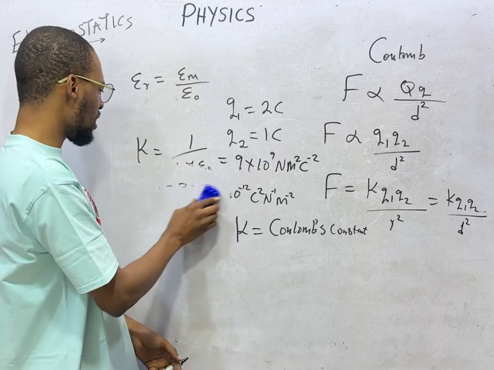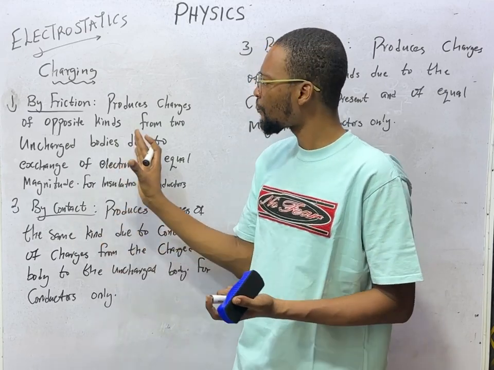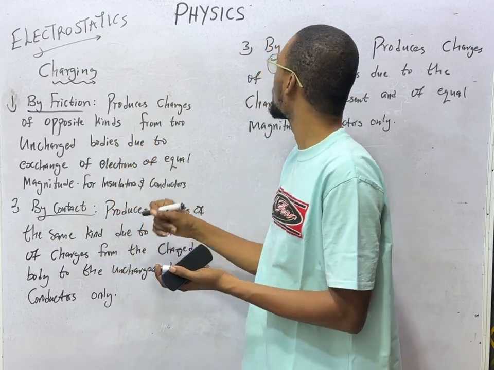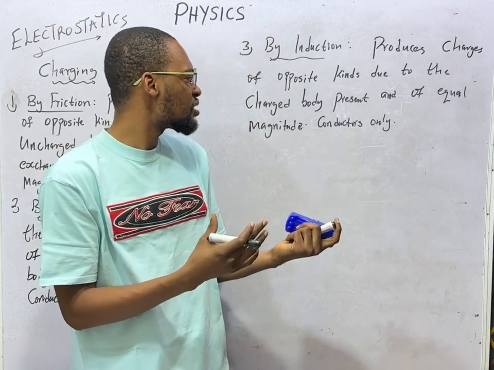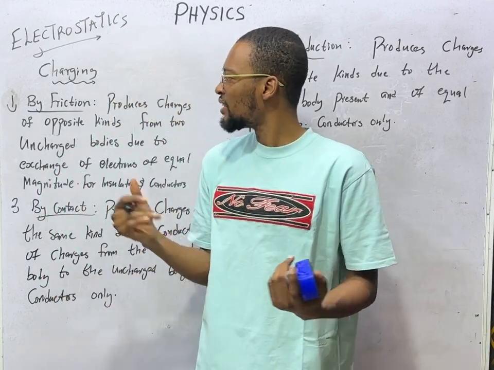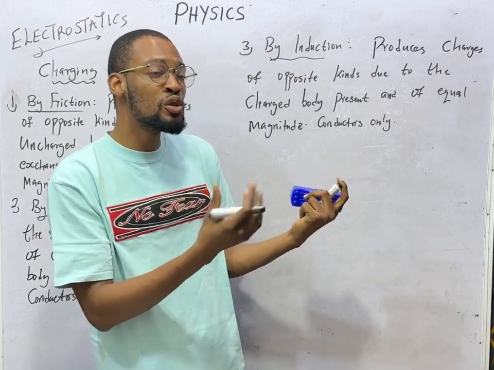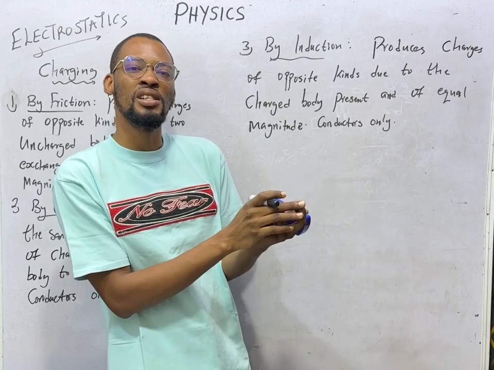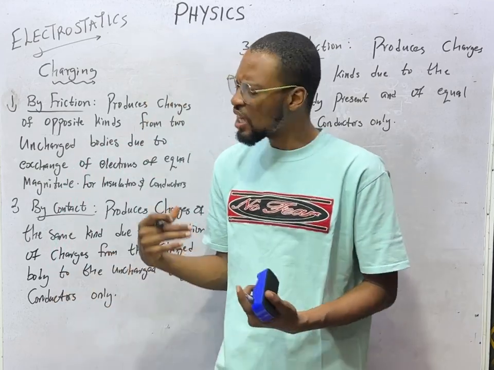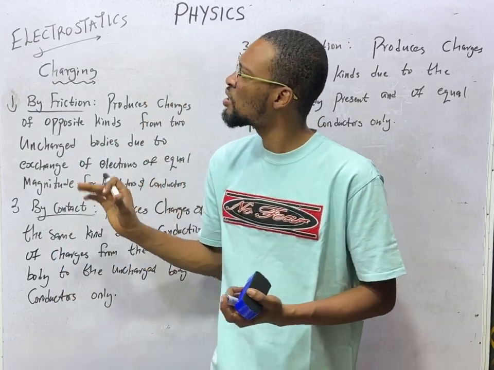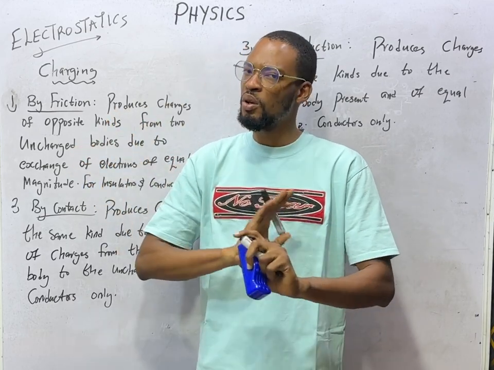Now, what else? Let's look at this. Now, we shall look at charging of bodies. This can be done by friction, by contact, or by induction. What are the types of charges produced by contact, by friction, or by induction? And how do we charge a single body by induction or two bodies by induction? We shall look at all these shortly. Before then, let me use these diagrams to explain certain things you need to know when it comes to electrostatics, because I do not want to leave any stone unturned.